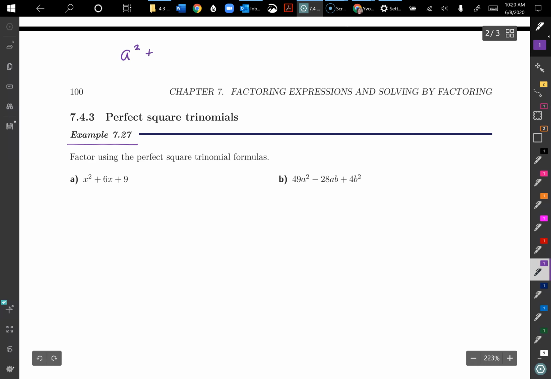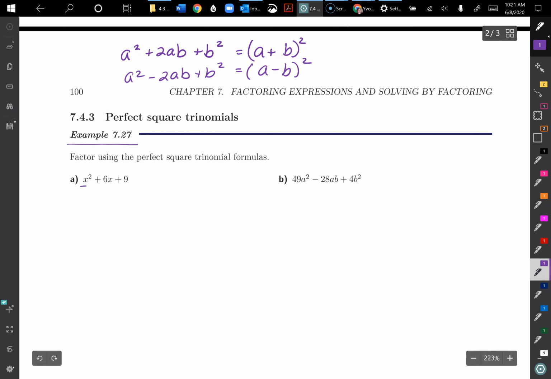We have a squared plus 2ab plus b squared equals a plus b squared. And then we also have a squared minus 2ab plus b squared equals a minus b all squared.